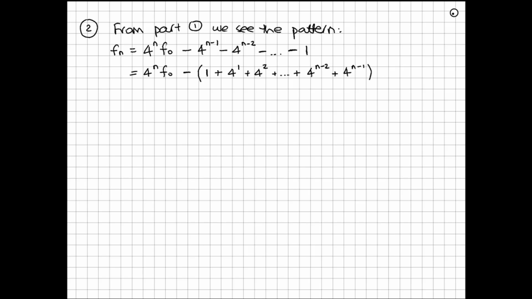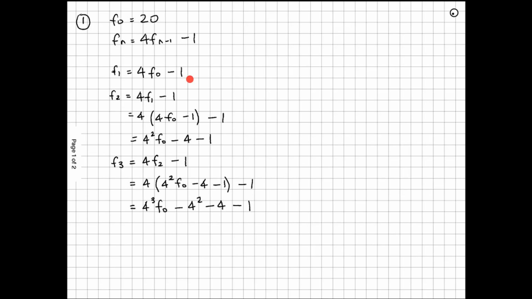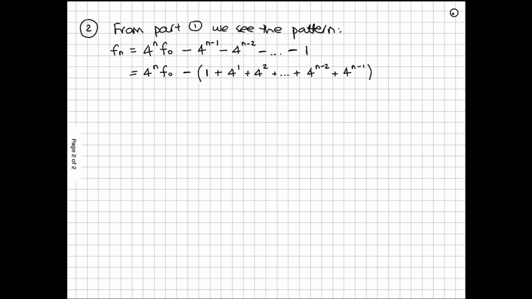I think for part 2, it's quite straightforward. It's only worth the 1 mark. But essentially the key to it is just looking at what we got from part 1 and noticing that pattern, and then being able to write it in this format where we notice that apart from this first term, the rest we can factor out the minus and end up with this sum of terms, all essentially powers of 4, noting that 1 is just 4 to the power of 0.